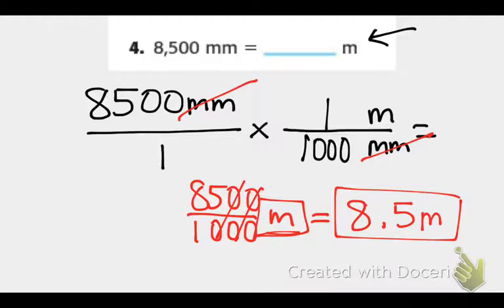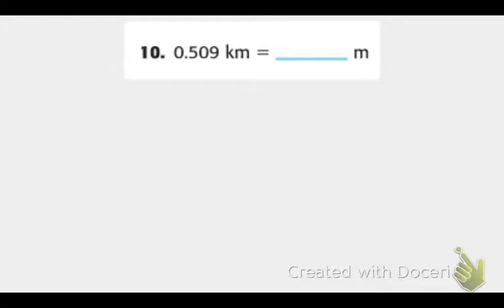All right, let's try another one. So now we have 509 thousandths of a kilometer, changing that to meters. If you think you can do it, go ahead and pause the video, finish your problem, and then come back and watch the answer. All right, so here's the answer. How do we go about solving this?